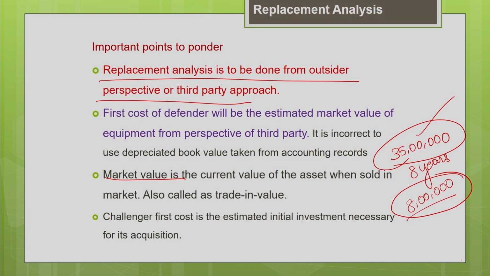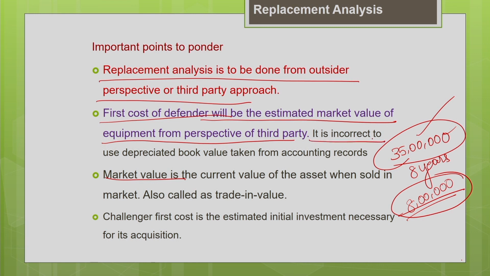That is why in replacement analysis you have to always visualize from the third party approach or the outsider perspective. Your initial cost of the defender, or the current equipment, is not relevant in the replacement analysis. What is relevant is only the current market value of the machine. The first cost of the defender will be the estimated market value of the equipment from the perspective of the third party. So you have to forget about the initial cost. The first cost of the defender is the estimated current market value of the machine from the third party perspective.